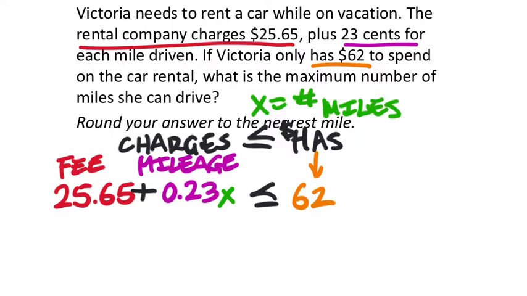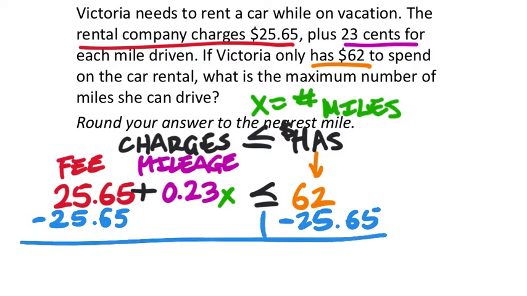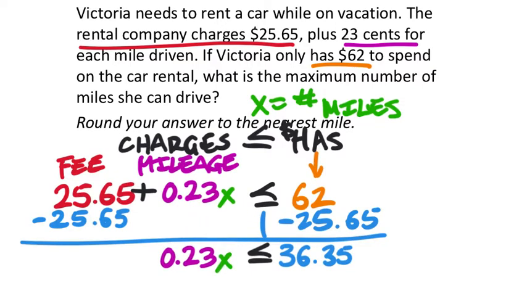So, first thing we would do, and just like I said, some of you probably did this part in your head, you'd say subtract the $25.65 from both sides. Some of you said subtract $25.65 from $62. And then this tells you how much she would have just for the mileage, right? Now when I put this in the calculator, what did I get? $36.35. So again, that is for 23 cents per mile. Okay, so that's our mileage. That's all the money she will have left for the mileage from the $62.